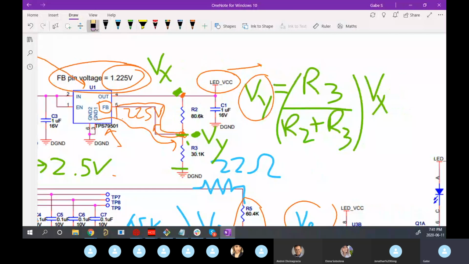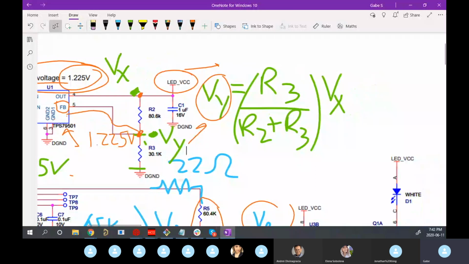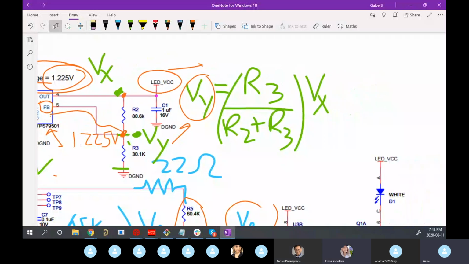Elena? Sorry, what was that? I was just writing stuff down. Anyways, do you agree that this point here is 1.225 volts? Yeah. That's because we've been told here that the feedback pin voltage, and that feedback pin is attached to this point, right? Mm-hmm. So that's Vy. So can you calculate Vx for me now? Sure.